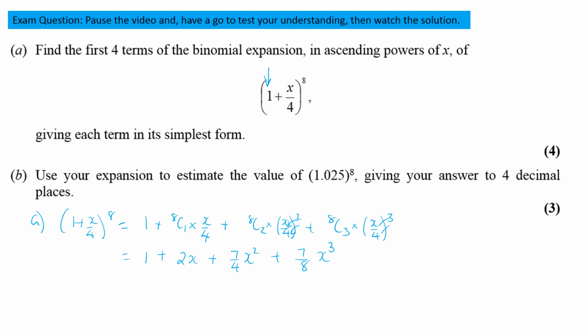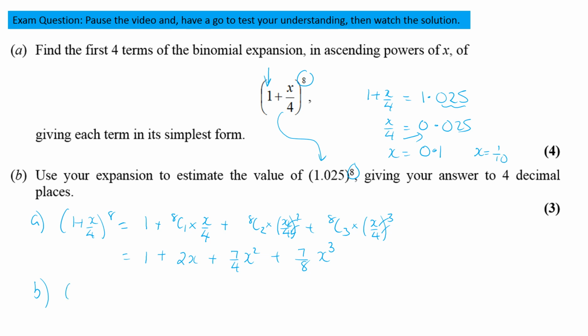So that's part A. B, use your expansion to estimate the value of 1.025 to the 8. So notice 2 to the 8 and 2 to the 8. So we've got to equate what's inside the bracket to 1.025. So 1 plus x over 4 has to equal 1.025. So I can see that x over 4 has to be the decimal part here, 0.025. So x, cross multiplying, if we do 0.025 times 4, that's going to be 0.1. So what we have to feed into our expansion is that x is 0.1 or 1/10.